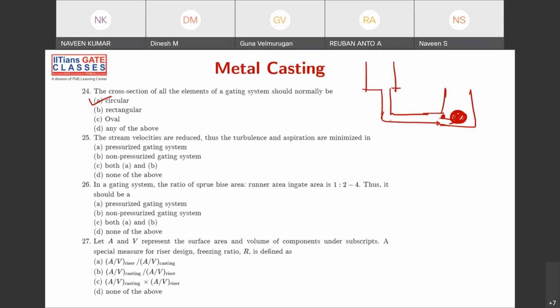I'm asking whether it is a pressurized system or non-pressurized system. This is for the 25th one, not for the 26th one. Answer for the 25th one I'm asking. Yes, it is non-pressurized, because if it is a non-pressurized system, the choke area will be this. The choke area is this. Then obviously the velocity will be very less here. As the velocity is less here, obviously there won't be any turbulence. So the turbulence is minimized here.